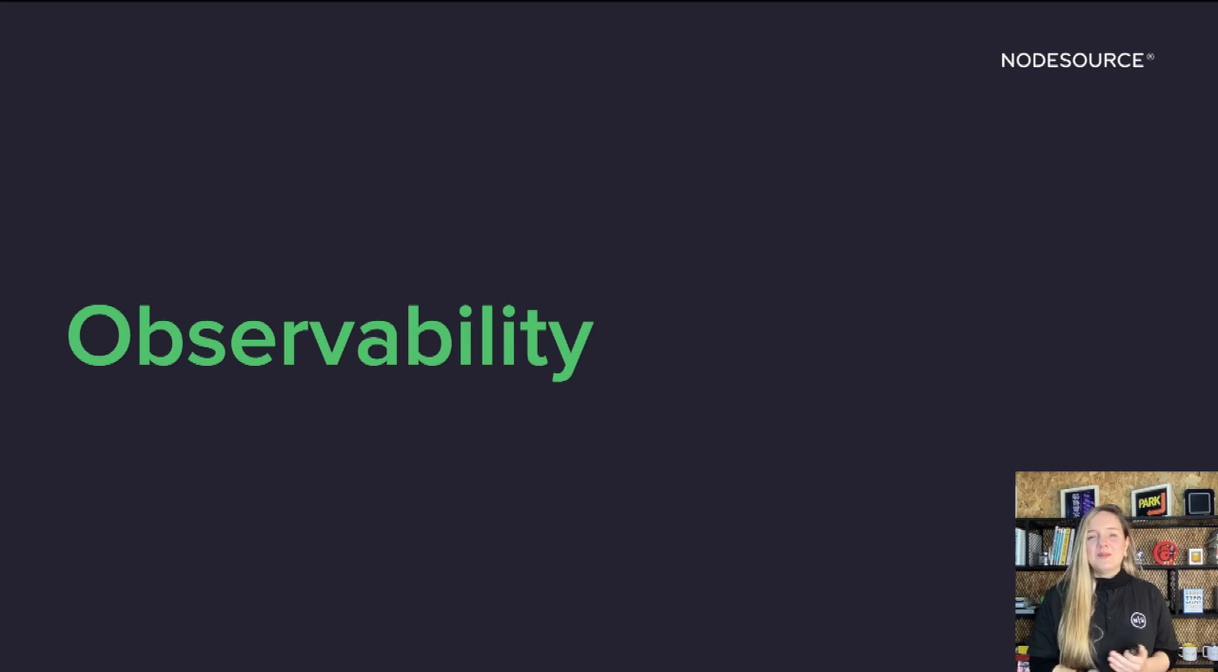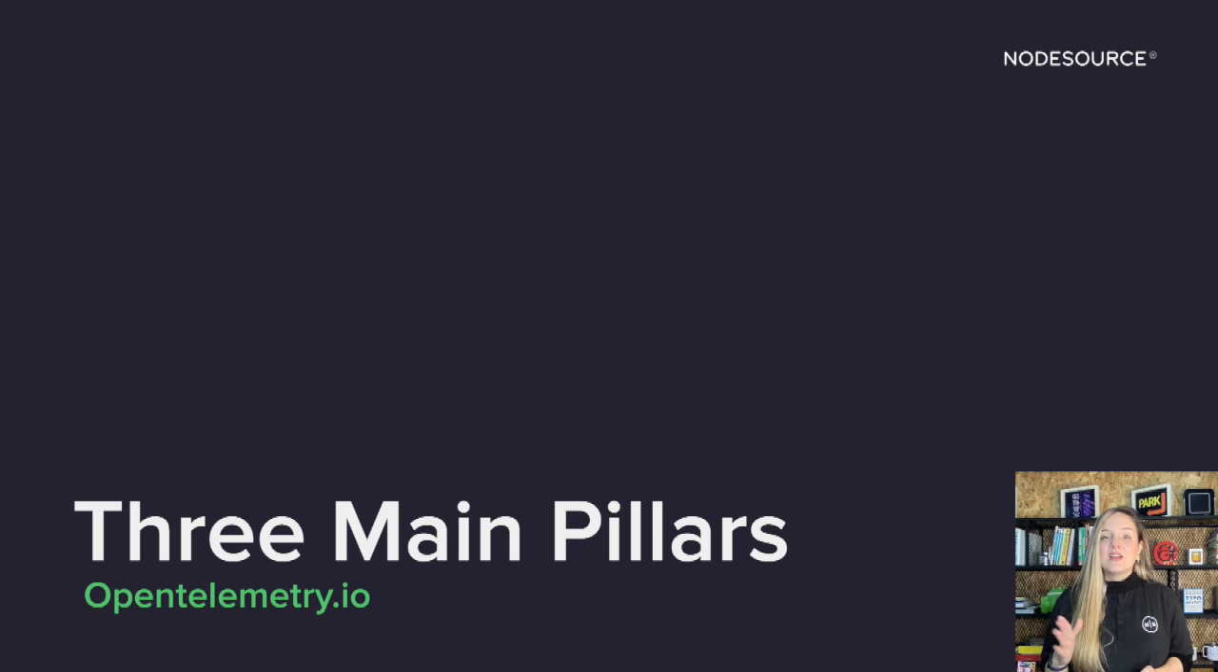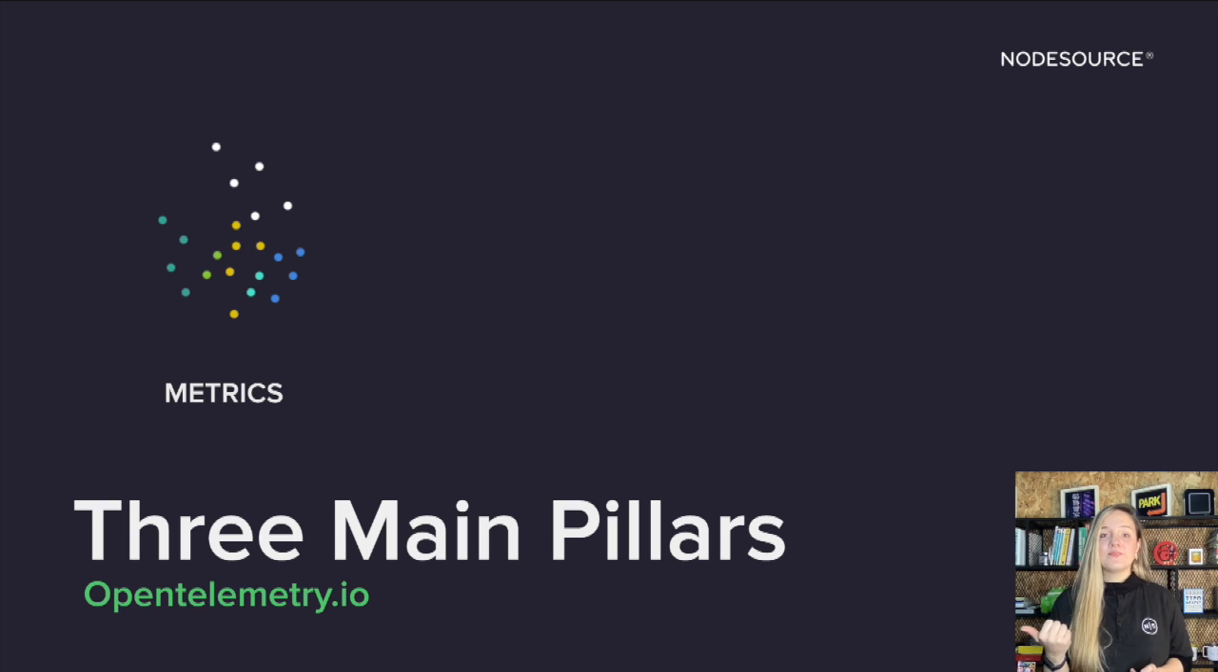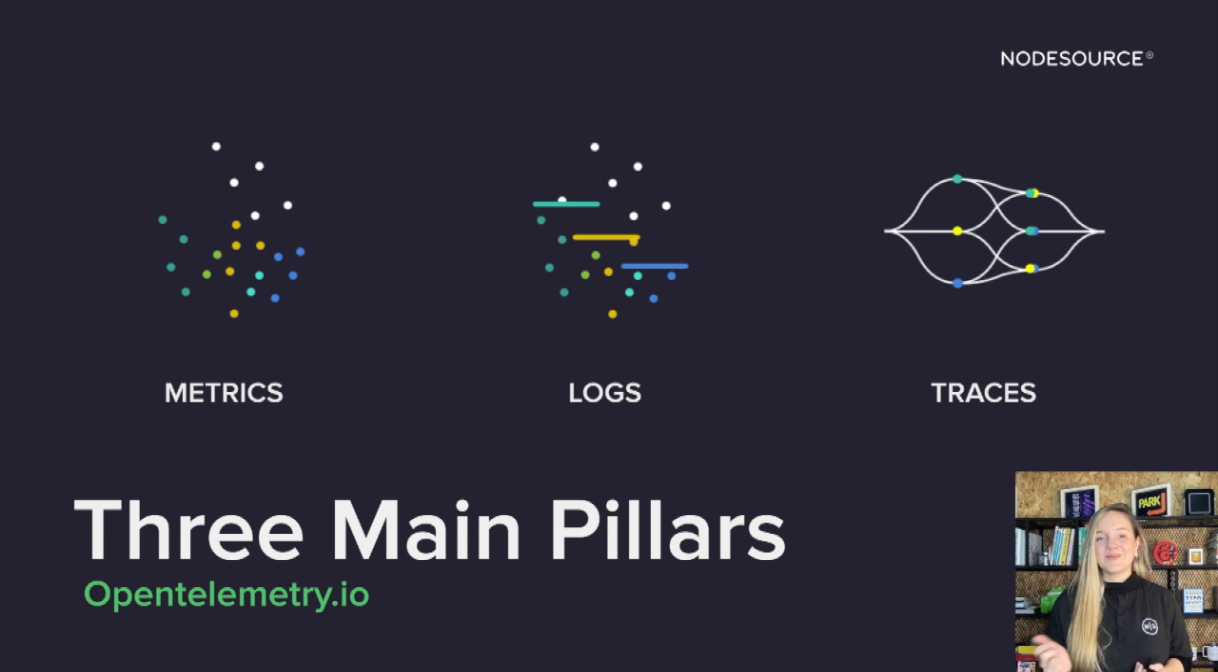But what is observability? In synthesis, observability is the ability to measure the internal states of a system by examining its outputs. Your systems and apps need proper tooling to collect the appropriate telemetry data to achieve observability. But what is the telemetry data that we need? The three main pillars of observability are: metrics as dots, logs as lines, and traces as traces.